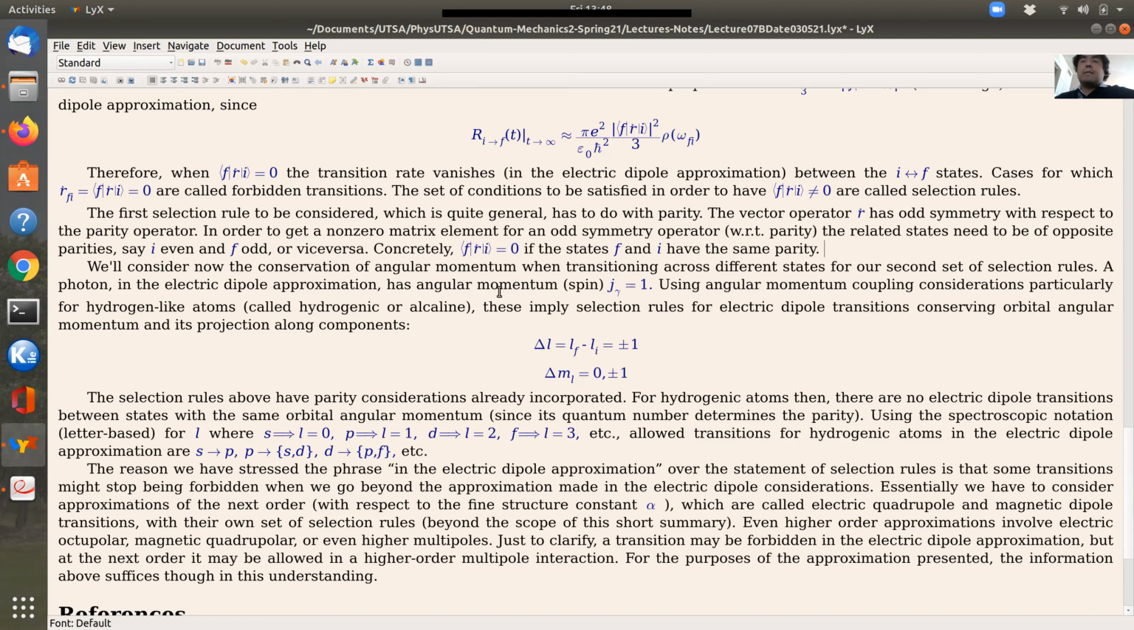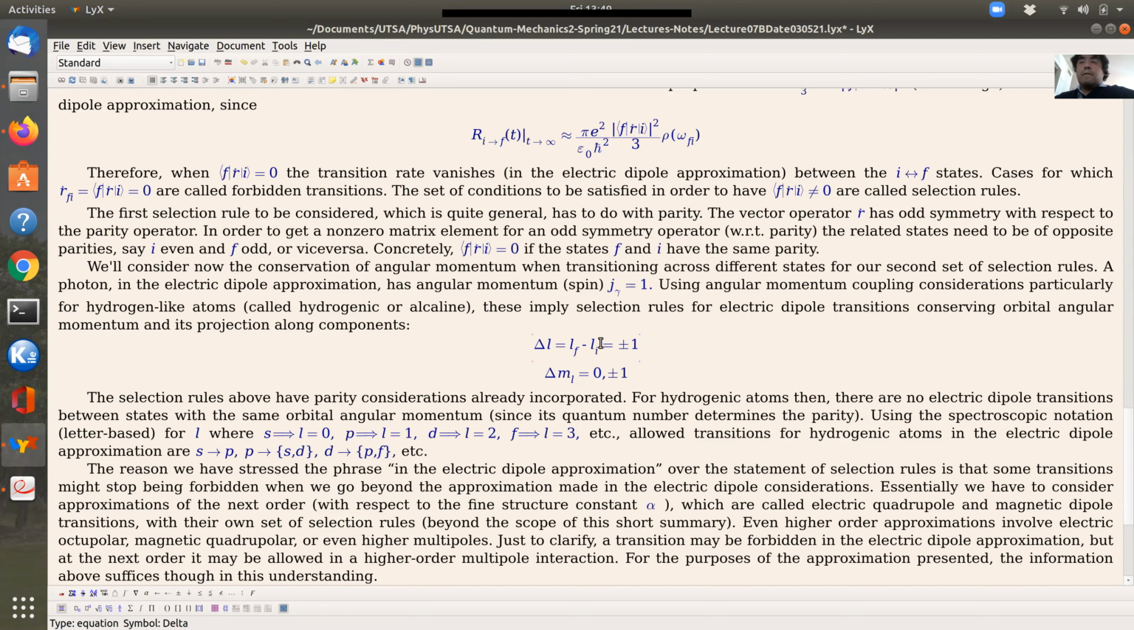so we know that the photon has angular momentum, basically spin, which is integer because it's a boson, and second, it's of magnitude 1. And so then if you go into the considerations of angular momentum coupling for hydrogen-like atoms, the selection rules in the electric dipole approximation are such that you conserve orbital angular momentum and its components along the axis. So you have electric fields, right? So that's why the photon is coming into the consideration. It interacts, then it changes the orbital angular momentum, right?